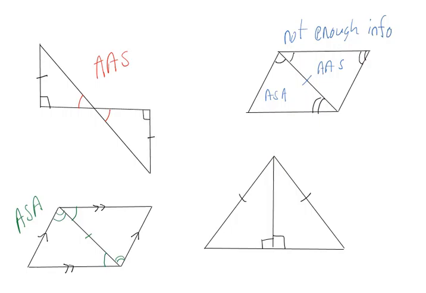Our last one down here is one where again we have right angles. And this time we do have our hypotenuses marked to be congruent. And so I'm just looking for a leg. Well, they happen to share a leg. So I'm going to mark it. And this is a hypotenuse leg telling us that these two triangles are congruent.